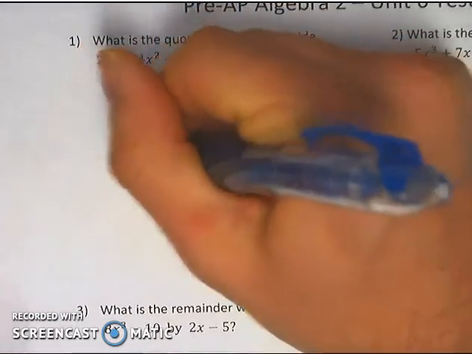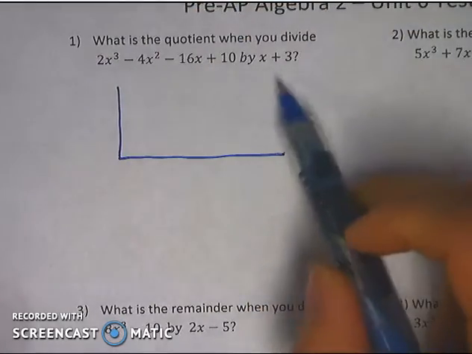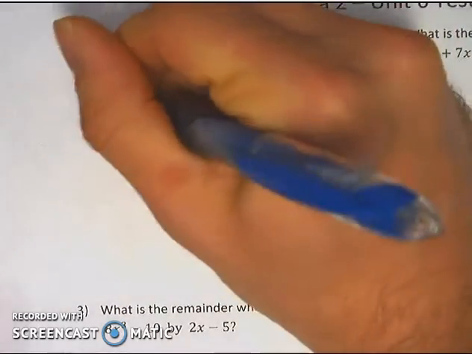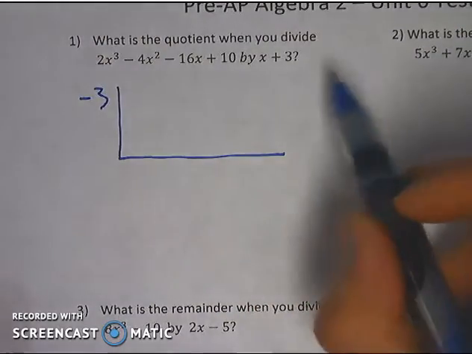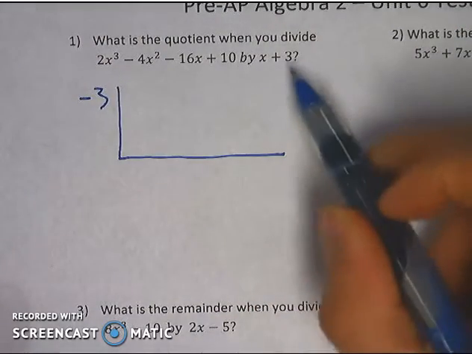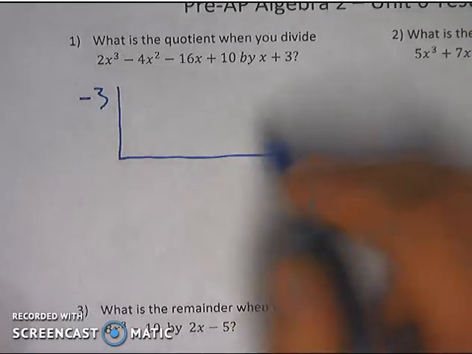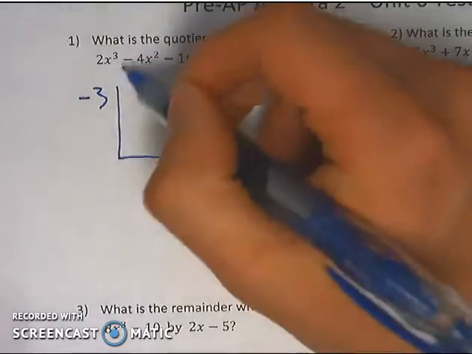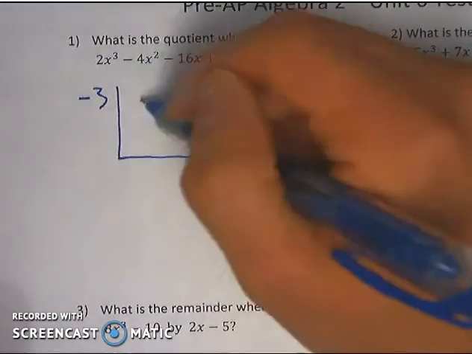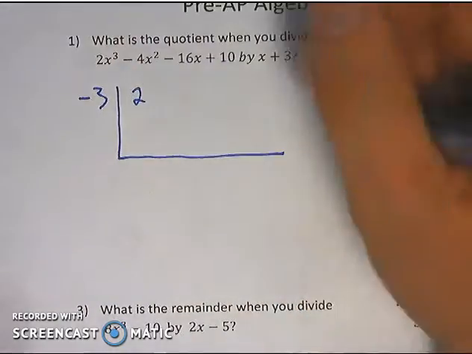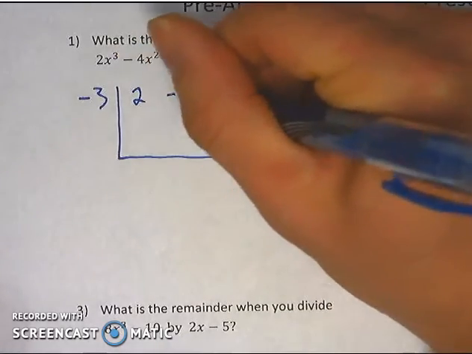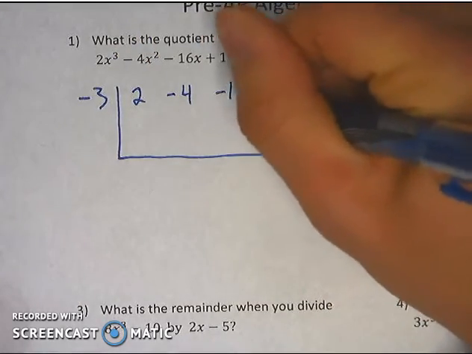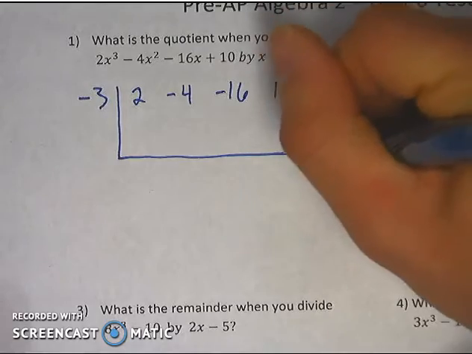So I'm going to make my little L here. And it says x plus 3, so I'm going to put a negative 3 over here. Remember, when you're using synthetic, it's always the opposite of whatever the constant is over here. So it's negative 3. And then we're going to just put in the coefficients in front of each of the variables here. So in front of the x cubed is a 2. In front of the x squared is a negative 4. In front of the x is a negative 16. And the constant is 10.